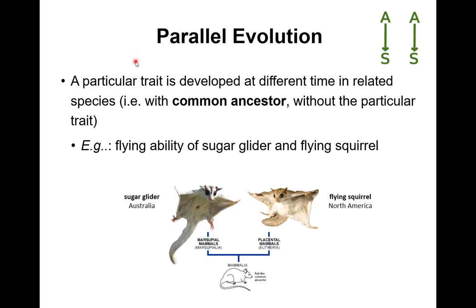So, convergent evolution: you have two organisms. They are not closely related to each other.